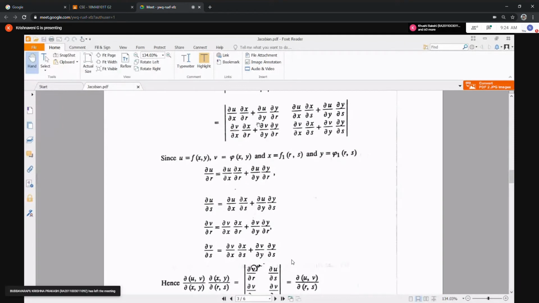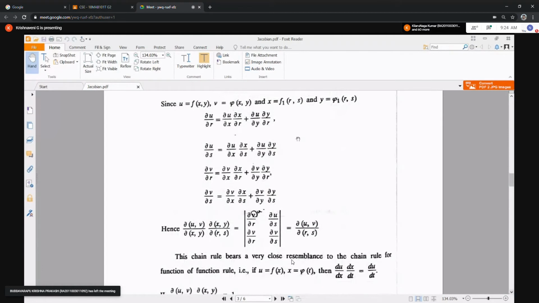Once again, you substitute all the 4 equation values in the determinant. What is this? ∂u/∂r, ∂u/∂s, ∂v/∂r, ∂v/∂s. What is this? Here it is u and v with respect to r and s.